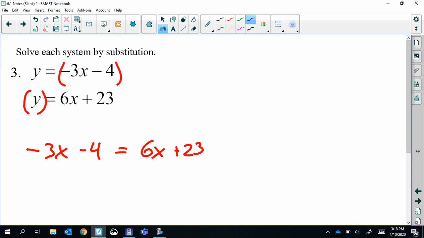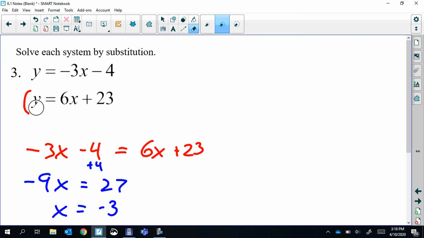So get your x's together. Add the 4 over. Divide. Get x equals -3. And then plug it into either of these. Take your pick, it doesn't really matter. I'll go to the bottom one, less negatives to worry about.